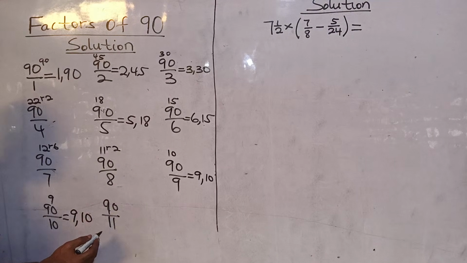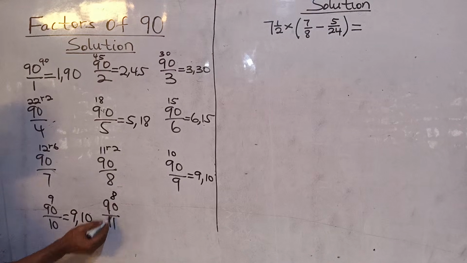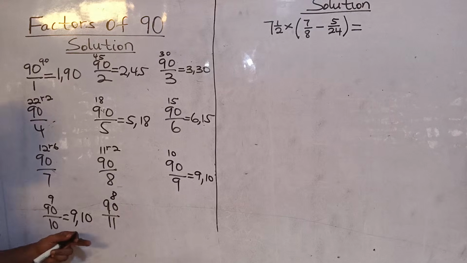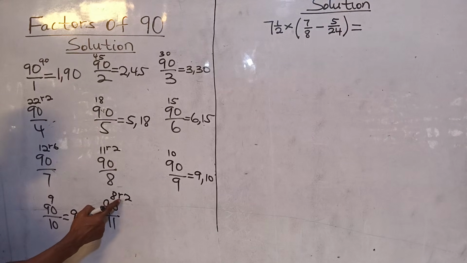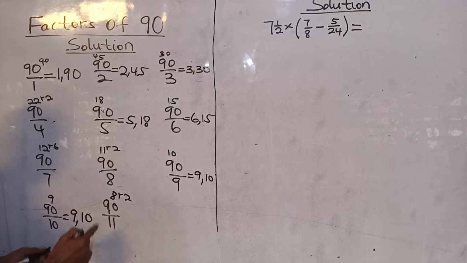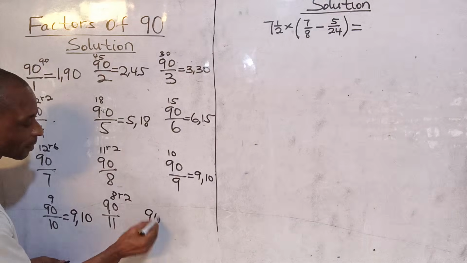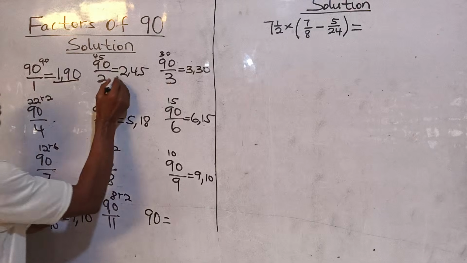11 divides 9 is 0. Join the 0 here to become 90. 11 divides 90 is 8, because 8 times 11 is 88. 90 minus 88 is 2. And so we say, because there is a remainder, 8 and 11 are not factors of 90. Then we can simply conclude that the factors of 90 are the numbers that divide 90 without a remainder.